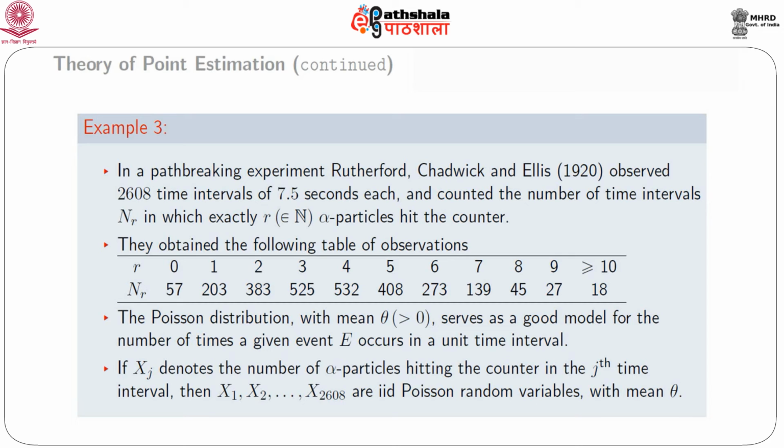The Poisson distribution with mean theta, where theta greater than 0, serves as a good model for the number of times a given event E occurs in a unit time interval. If Xj denotes the number of alpha particles hitting the counter in the jth time interval, then X1, X2 up to X2608 are IID Poisson random variables with mean theta.